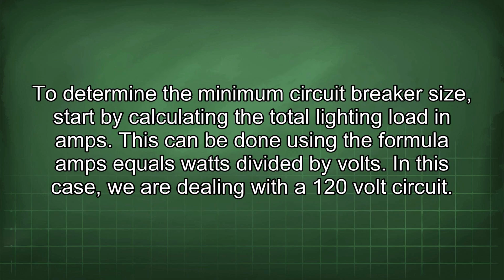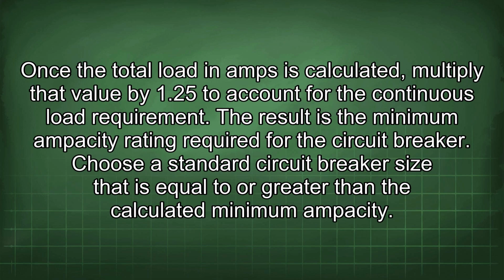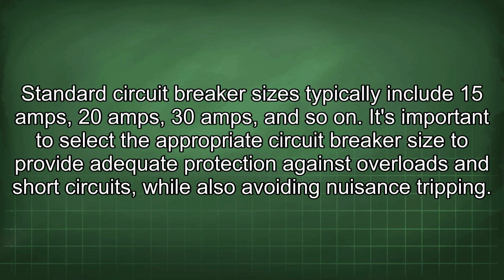To determine the minimum circuit breaker size, start by calculating the total lighting load in amps. This can be done using the formula amps equals watts divided by volts. In this case, we are dealing with a 120-volt circuit. Once the total load in amps is calculated, multiply the value by 1.25 to account for the continuous load requirement. The result is the minimum ampacity rating required for the circuit breaker. Choose a standard circuit breaker size that is equal to or greater than the calculated minimum ampacity. Standard circuit breaker sizes typically include 15 amps, 20 amps, 30 amps, and so on.